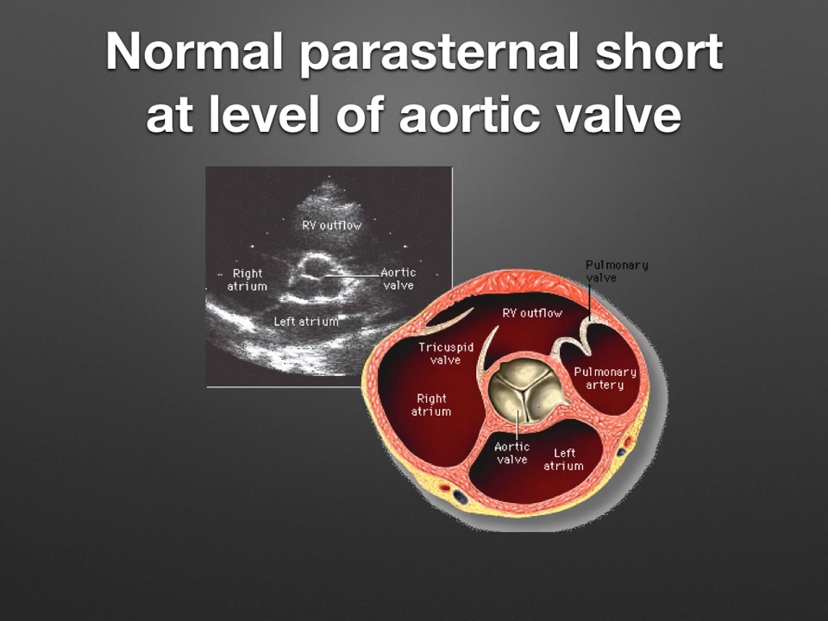Here is that same parasternal short axis view, a little more cephalad, where you can see the aortic valve looking like a Mercedes-Benz sign right in the middle, and the right atrium, the tricuspid valve, the right ventricular outflow tract, and the pulmonary artery surrounding it.